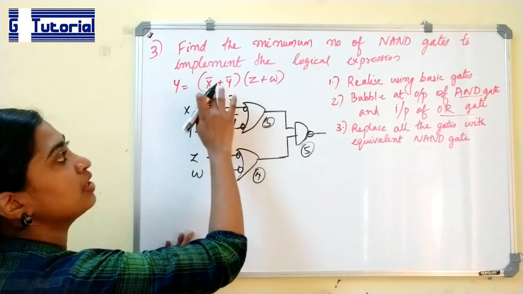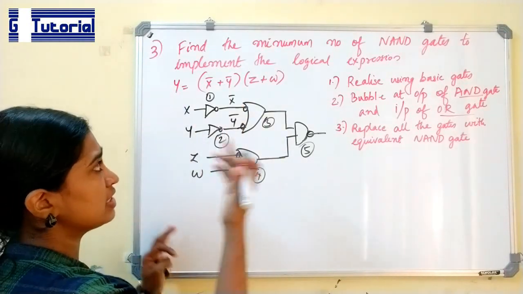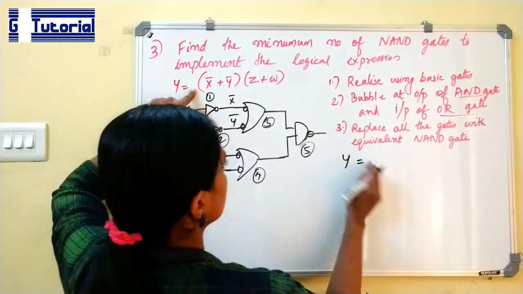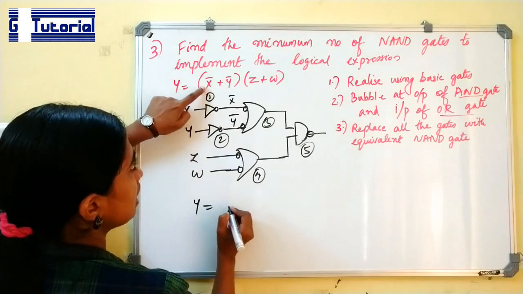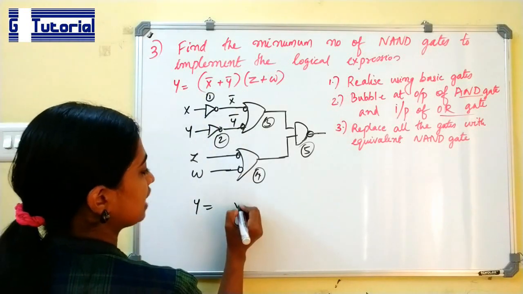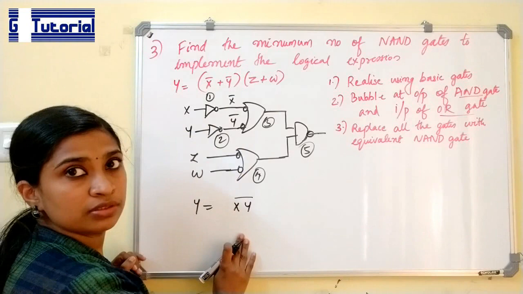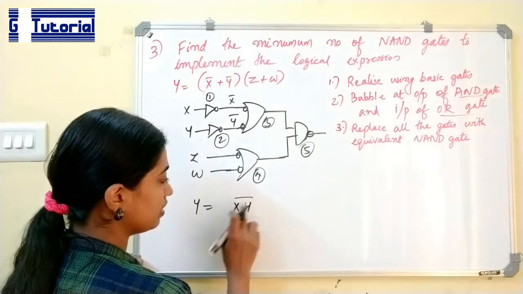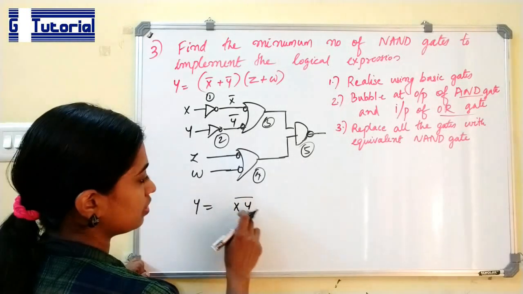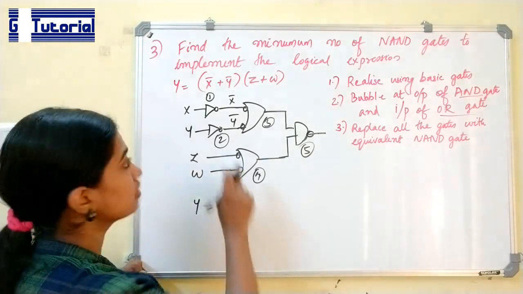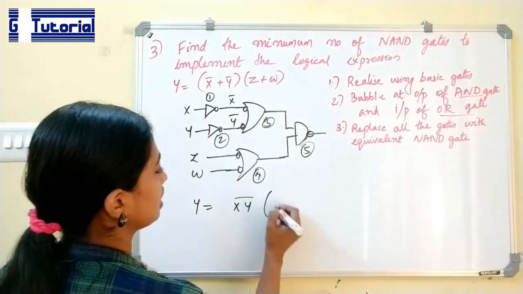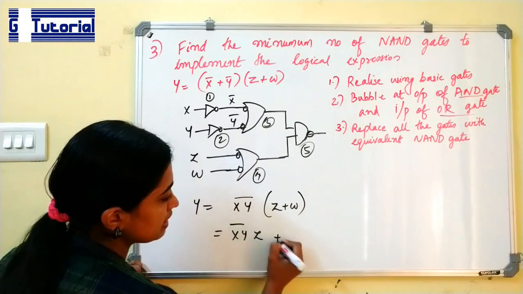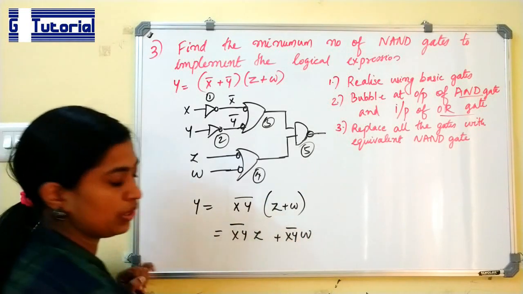So let us check the expression. Let us rewrite it in some other form. So the expression y can be written as y is equal to x bar plus y bar. It is actually x dot y the whole bar, no? It is equal to x bar. If you are opening the complement, x bar plus y bar. So this can be rewritten as this into z plus w. So it will be x dot y the whole bar into z plus x dot y the whole bar into w.